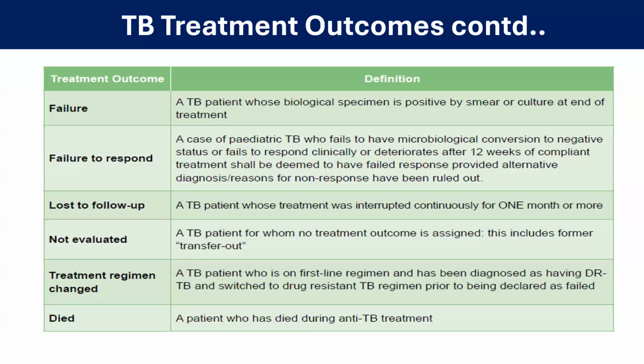Not evaluated is a TB patient for whom no treatment outcome is assigned. This includes former transfer out. A patient who is on TB treatment and transferred out is not evaluated because we don't know the outcome of that particular patient. Treatment regimen changed is a patient on first-line TB treatment who has been diagnosed as having DRTB and switched to DRTB treatment. Died is a patient who has died during the course of TB treatment.